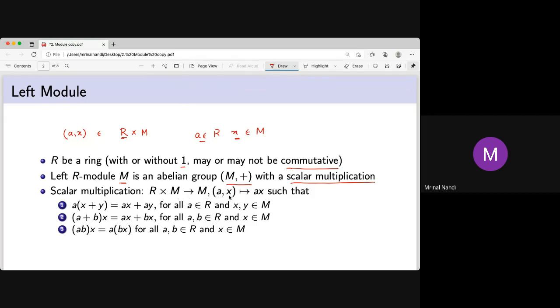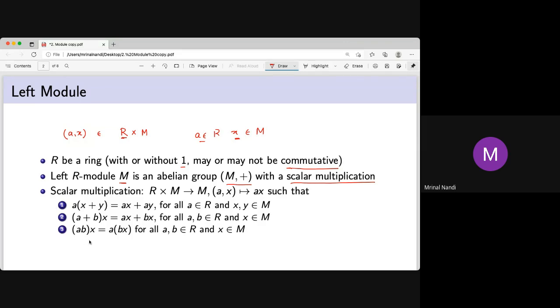So if you take a from the ring and x from M, then ax is in M, and the three properties hold. One property is distributivity from the left: x and y are elements of M and a from R, so a(x plus y) equals ax plus ay. Then the other side: a plus b in R and x in M, so (a plus b)x equals ax plus bx. Then a sort of associativity, since a and b are in R and x is in M: (ab)x equals a(bx). These three conditions are assumed to hold.